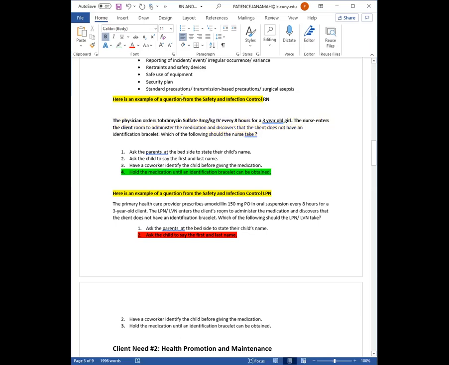Okay. So Gertrude, to hold the medication until an identification bracelet can be obtained, that's a do nothing response. The physician has ordered the medication for a 3-year-old girl, and you enter the room to give the medication, and you don't see a bracelet band. So this question is about safety and infection control. It's for safety. So for safety purposes, you don't want to give patient A's medication to patient B.